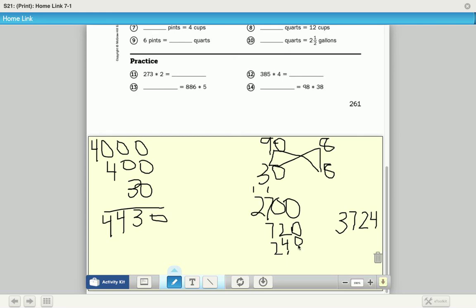0 plus 0 plus 0 plus 4 equals 4. 0 plus 2 plus 4 plus 6. 6 plus 4 is 10, plus 2 more is 12. Carried my 1 to the hundreds place. 7 plus 1 is 8, plus 7 is 15, plus 2 is 17. Carried my 1 to the thousands place. 2 plus 1 is 3, so 3,724.